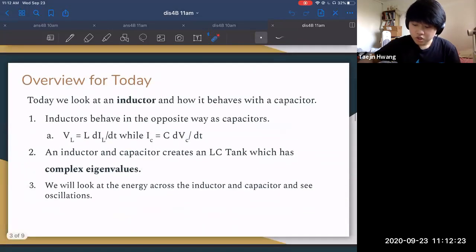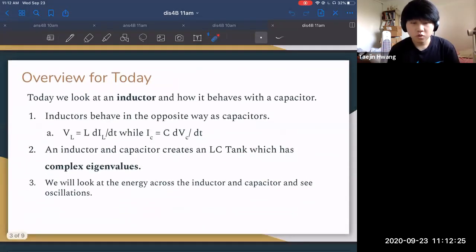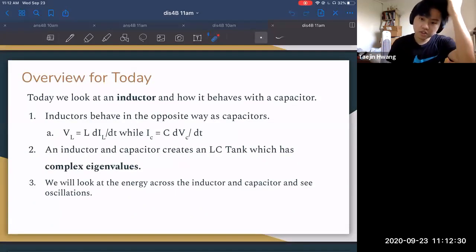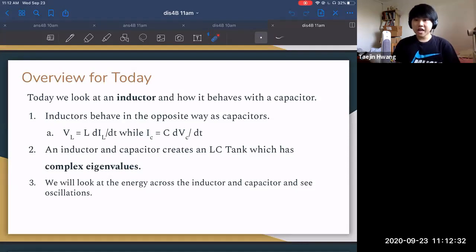And so the brief overview for what we're going to talk about today: we're going to take a look at an inductor, and we're really going to see how it behaves when paired with a capacitor. So just a bit of overview for what's to come.